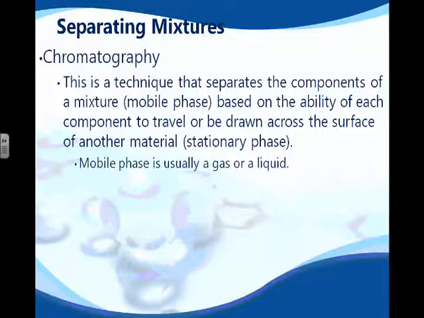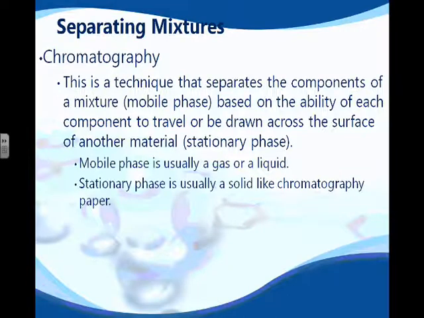The mobile phase, which I was talking about earlier, is usually a gas or a liquid. That's the part that's actually moving through the chromatography. The stationary phase of chromatography is the solid, the component across which the gas or liquid travels. So the stationary phase is usually a solid. An example would be chromatography paper.